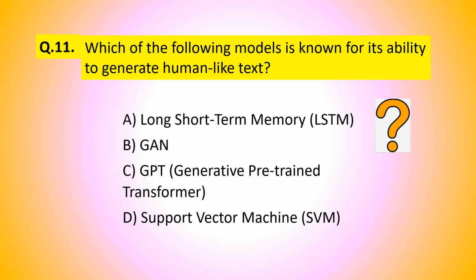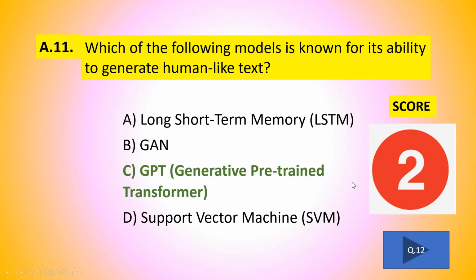11. Which of the following models is known for its ability to generate human-like text? Long short-term memory, LSTM, GAN, GPT, generative pre-trained transformer, or the last option is support vector machine, SVM. Yes, students, if your guess is C part, GPT, generative pre-trained transformer, then you are correct. Okay, now let's move to question number 12.